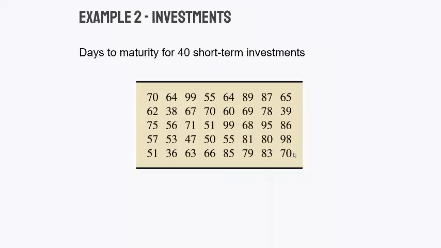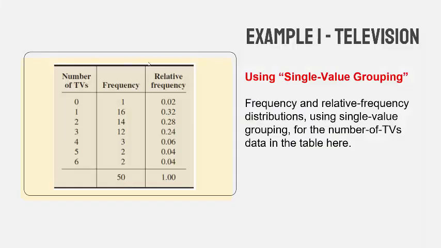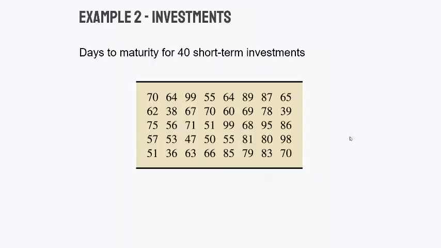All right, let's take a look at a different one. This example is about investments. This is days to maturity for 40 short-term investments. What I have here is a list of days. This is the time it takes for short-term investments to mature. Even though these are listed as whole numbers, the time it takes is a continuous variable. So how we're going to handle this is a little different than just listing all the possible values and counting how many times they occur.